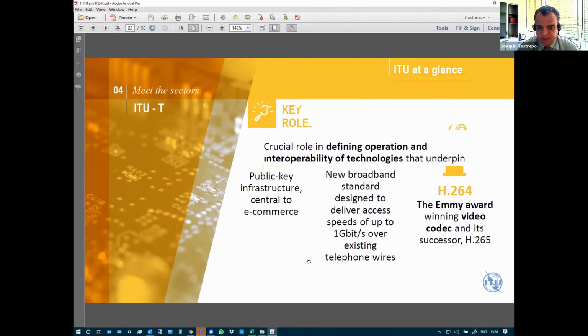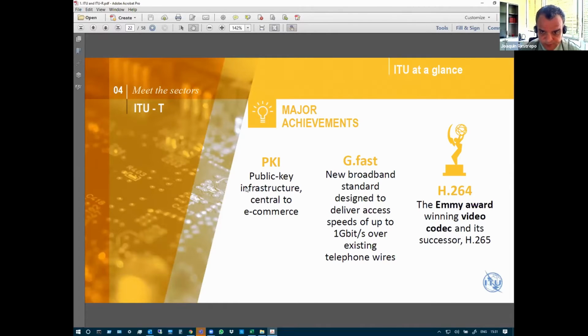Now the major achievements: the public key infrastructure central to e-commerce, the recommendations related to G.fast, a new broadband standard designed to deliver access speeds higher than 1 gigabit per second. They have been the winner of several Emmy Awards related to video codecs, in particular the generation of the H.265 recommendation and further versions.